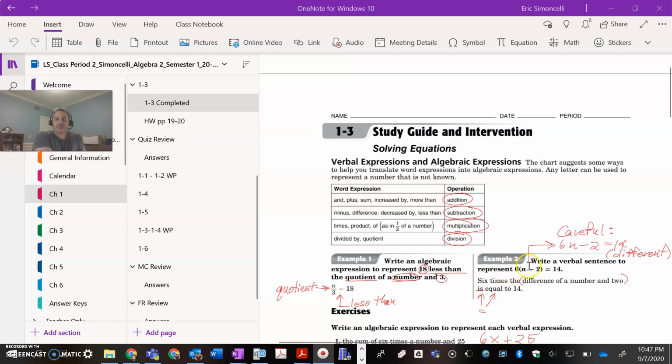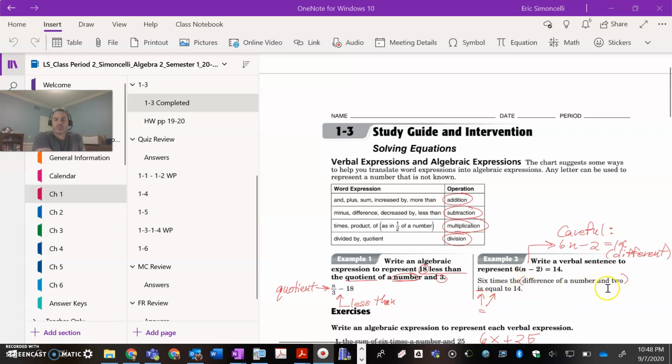Example 2. Write a verbal sentence to represent 6 times the quantity n minus 2 equals 14. You do need to be very careful. For example, comparing this problem to 6n minus 2 as opposed to 6 times the quantity n minus 2. It is a different expression, therefore a different verbal sentence, and vice versa. If you were given a verbal sentence and had to write it algebraically, just be mindful of what the language dictates as you continue. So 6 times the difference of a number and 2.